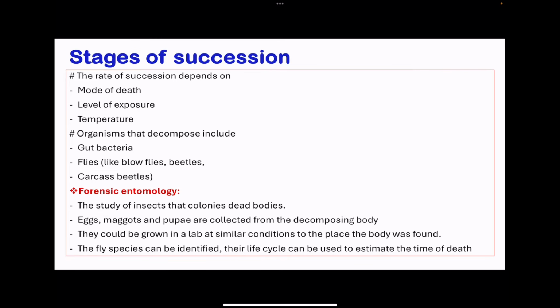As the decomposition continues, the tissues are going to be liquefied, and other organisms or other flies can colonize the body, like the beetles that are going to lay eggs on the carcass, and their maggots are going to feed on the larvae. Also, parasitic wasps are going to lay their eggs in the fly and the beetle larvae.